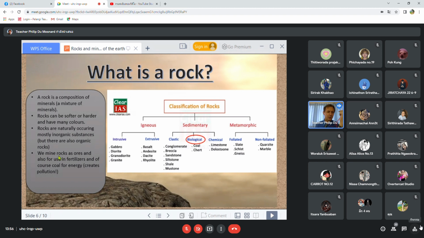And if we mine the rocks and we find a metal, that is called ore. We can also mine rocks to get fertilizers or mine rocks for energy, which is coal. Okay.